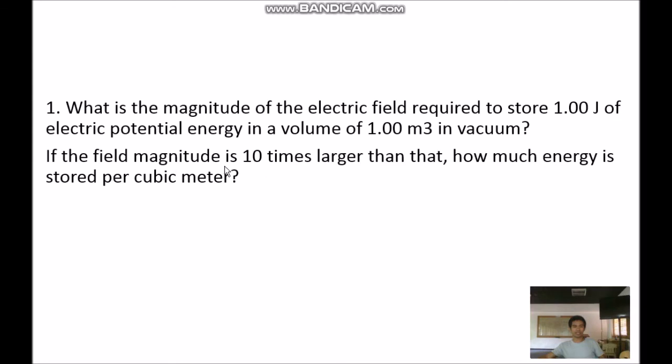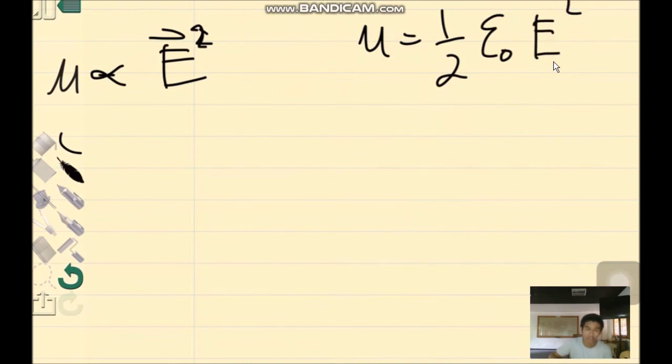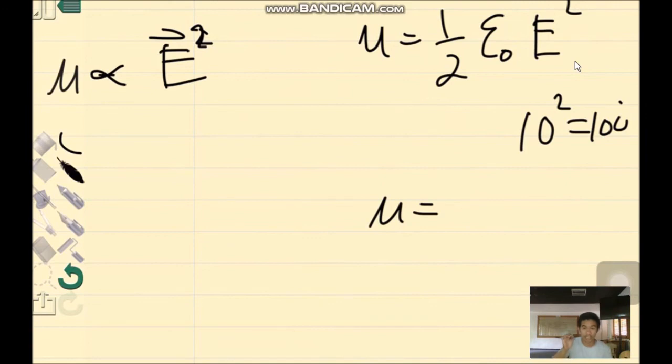Next, if the magnitude is 10 times larger than that, how much energy is stored per cubic meter? As you can see in the equation, the energy density is directly proportional to the square of the electric field. So when you increase the electric field by 10, 10 squared will be equal to 100. So the energy density will be 100 joules per cubic meter if you increase the electric field by 10.